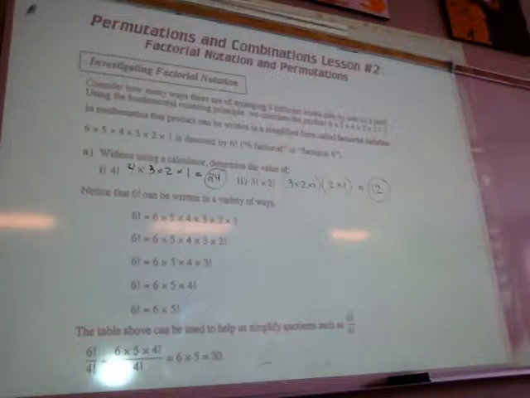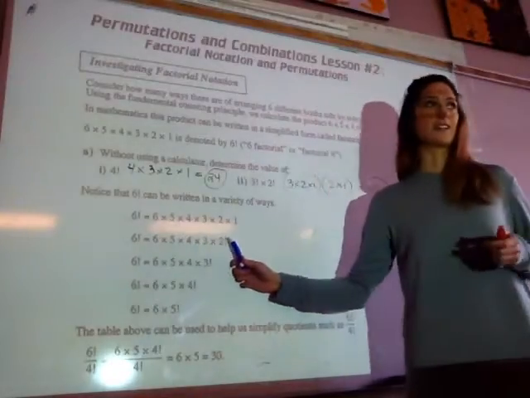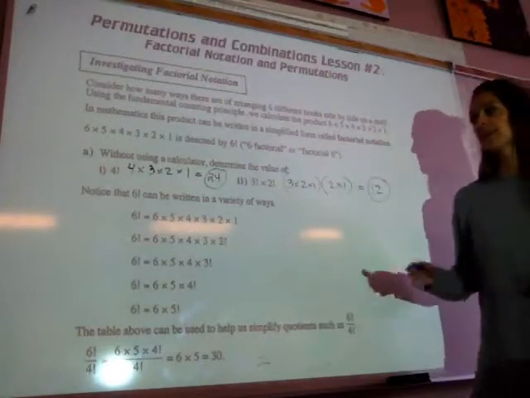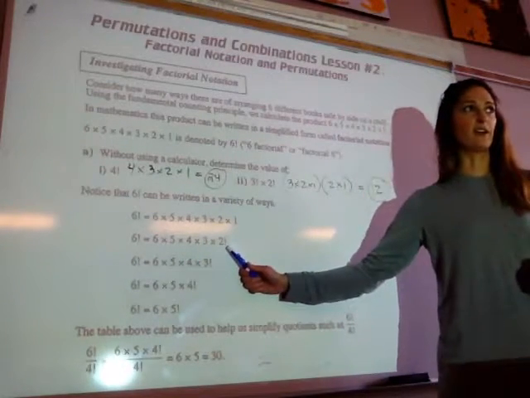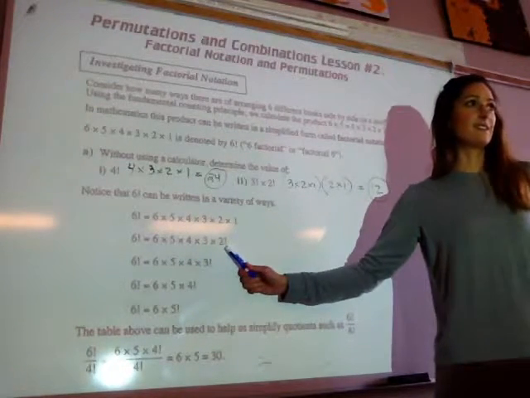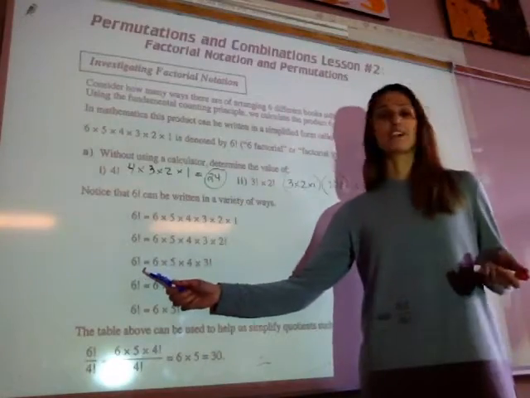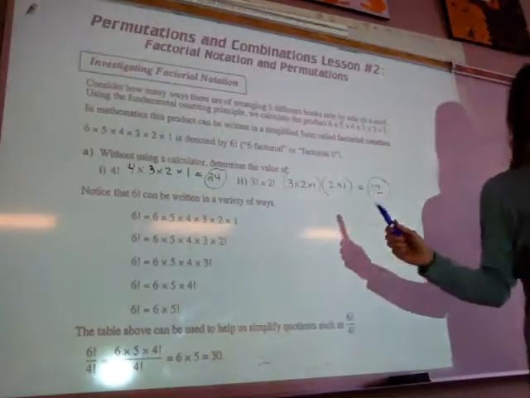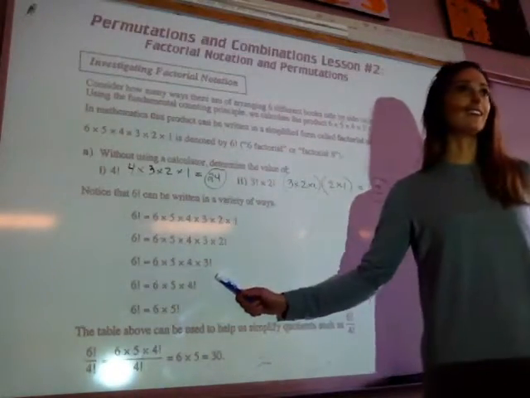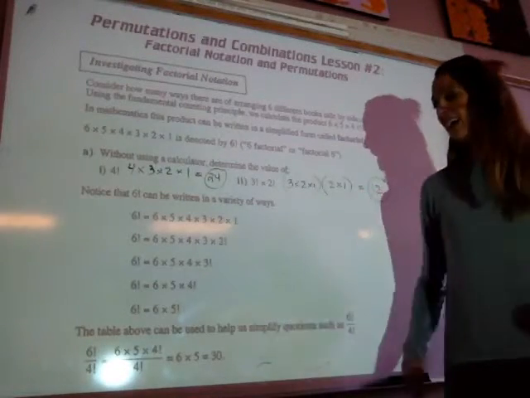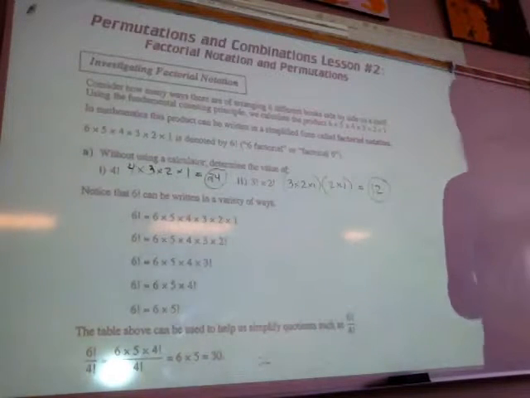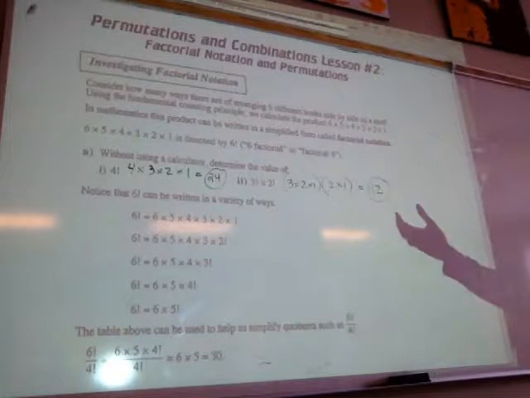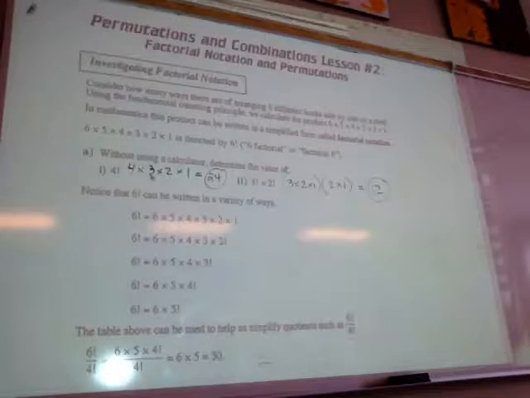Now there's a few different ways we can write factorial. We could write 6 factorial as 6 times 5 times 4 times 3 times 2 times 1, or we could write 6 factorial as 6 times 5 times 4 times 3 times 2 factorial. Because what's 2 factorial? 2 times 1. Or we could write 6 factorial as 6 times 5 times 4 times 3 factorial. Because what's 3 factorial? 3 times 2 times 1. And so on, so on. Okay? So, keeping that in mind, we are able to simplify factorial.